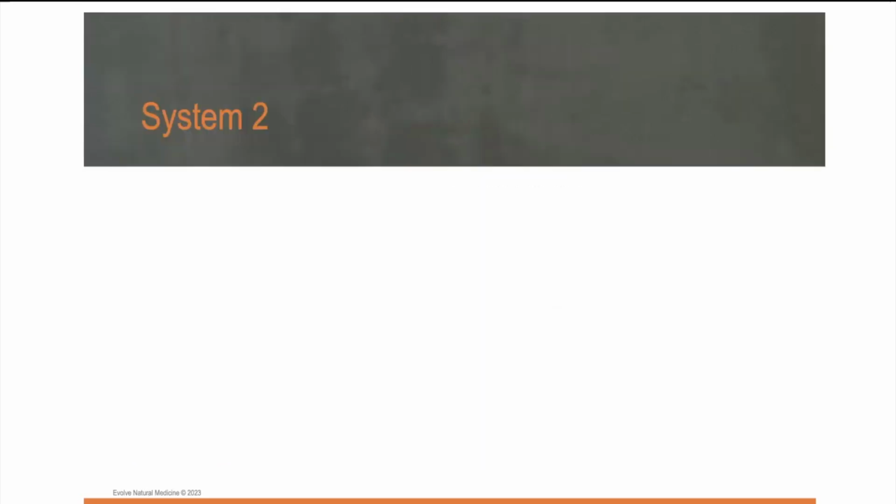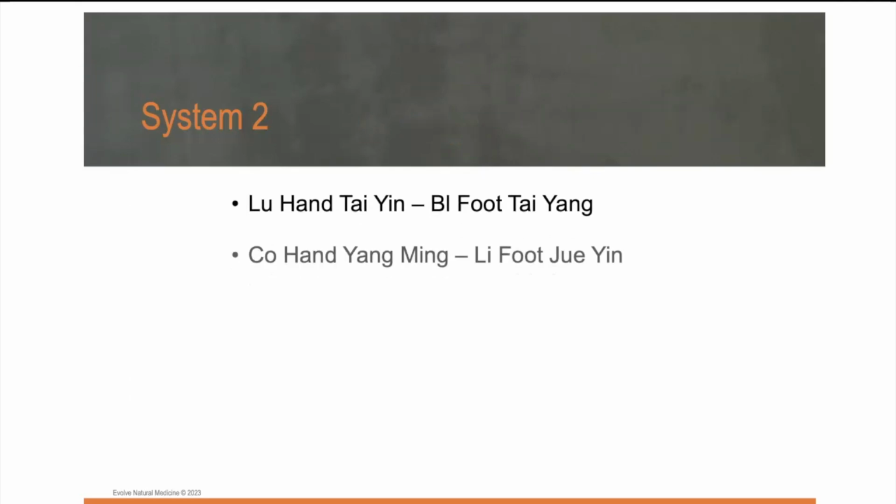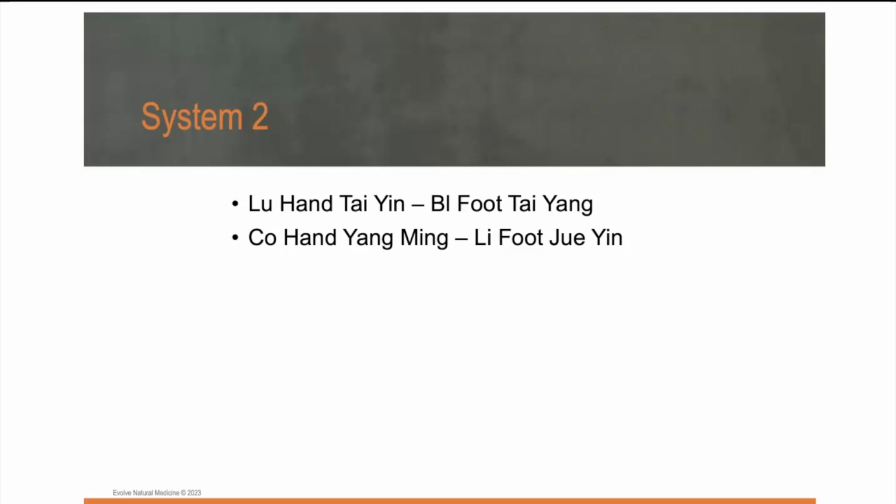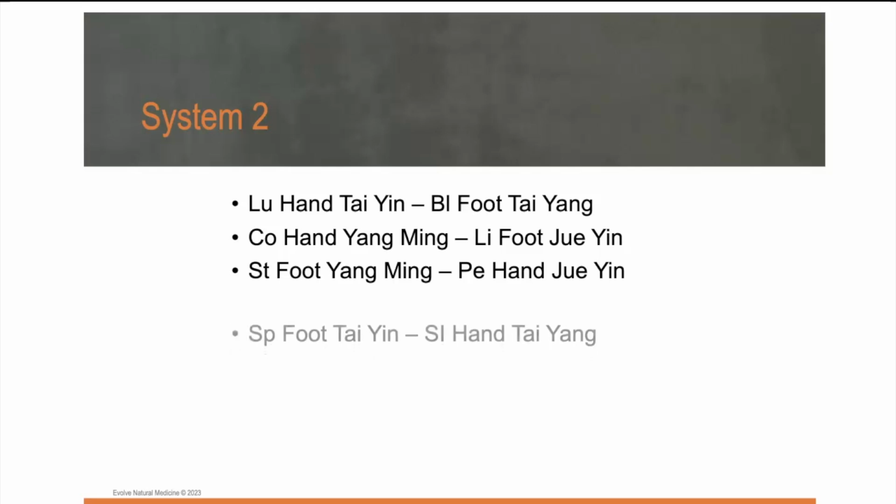So when we're looking at system 2, just to give you a rundown again, lung, hand Tai Yin balances bladder, foot Tai Yang. Colon or large intestine, hand Yang Ming balances liver, foot Jue Yin. So remember, Yang Ming is balanced by Jue Yin. When we're looking at stomach, foot Yang Ming, again, we're balancing it with the Jue Yin. These are the only two that are a little bit different.